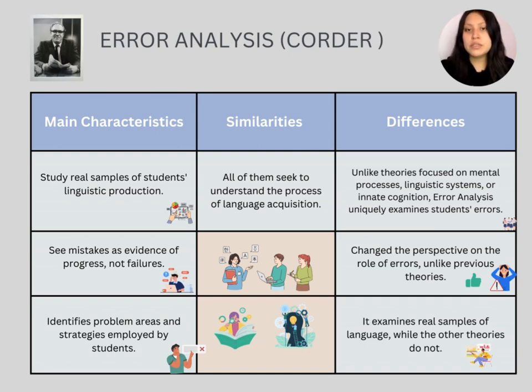Unlike previous theories that consider errors as failures, error analysis considers them as evidence of learners' progress in developing linguistic competence. This theory examines real samples of students' linguistic production to identify problematic areas and the strategies they use, while the monitor model focuses on the mental processes of language production. Contrastive analysis compares linguistic systems, and universal grammar explores innate cognitive processes.